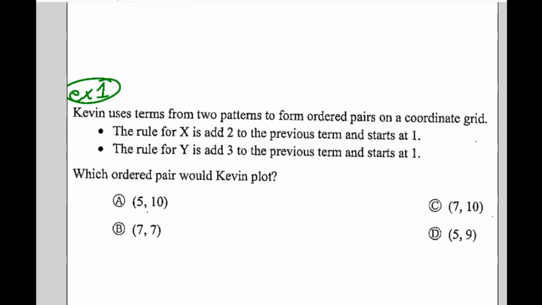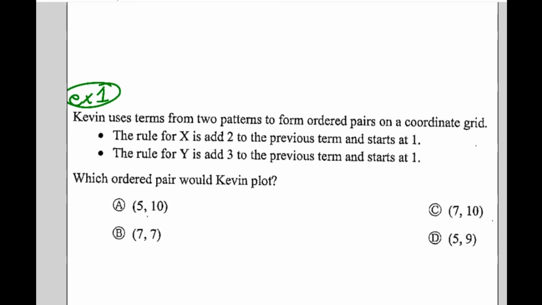Okay, first example says, Kevin uses terms from 2 patterns to form ordered pairs on the coordinate grid. The rule for X is add 2 to the previous term and starts at 1. The rule for Y is add 3 to the previous term and starts at 1. Which ordered pair would Kevin plot? So we're trying to see which of these options is in our table. So I like to make my table like how I did up there.